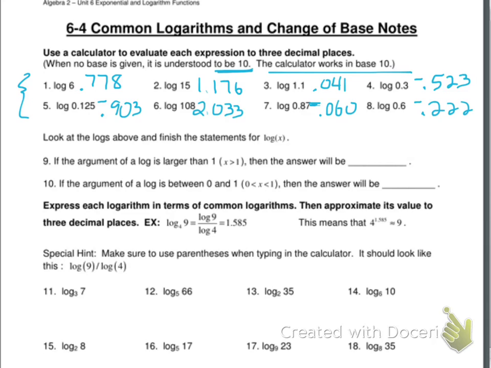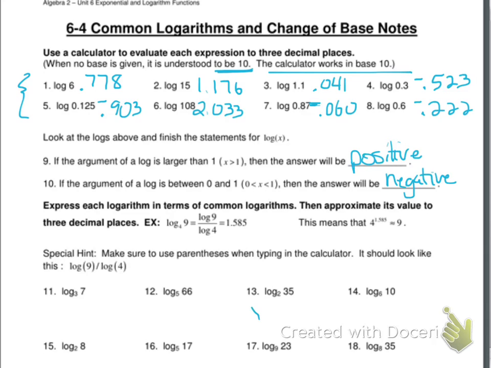And then here we make a little observation. Look at the logs above and finish the statement. So if the argument is larger than 1, what do you notice about all the answers? They are positive. If the argument is between 0 and 1, then the answers are negative. So it's just a little observation.